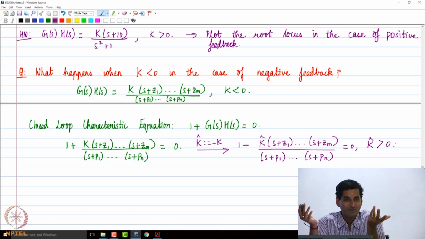You repeat the same steps, determine the answers for k hat, then your root locus will be the same. But whatever answers you give for stability and performance, you change the sign, so that when you quote in terms of values of k, it should be minus of k hat. That's all you need to do when you want to go the other way. Okay, so is it clear?